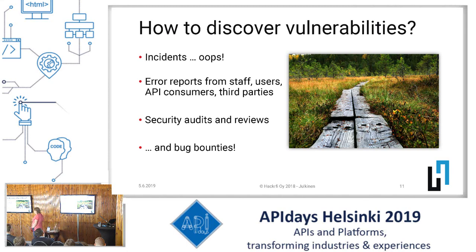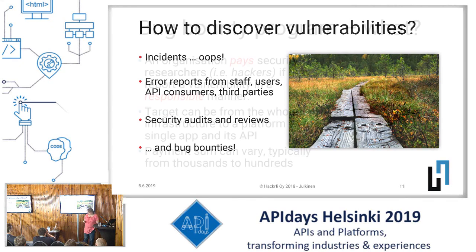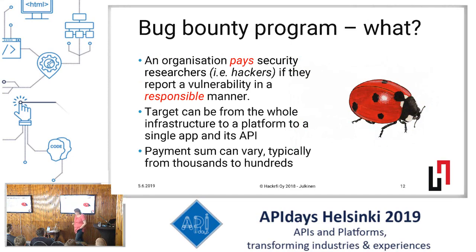But most of the vulnerabilities come from different kinds of reports, error reports. Somebody reports that, hey, I tried to do this, and I got this really weird error. So is there something weird going on? Somebody investigates, and then, oops, this is actually a security issue. But these kinds of reports can come from anyone who has access to that resource, and that's something that we want to leverage. And of course, security audits and reviews are good ways of figuring that out. But the rest of the talk is about bug bounties.